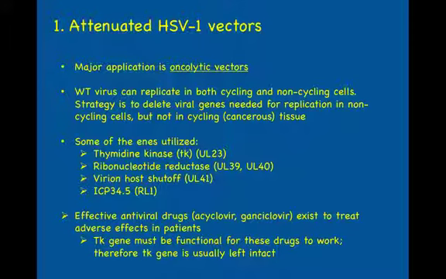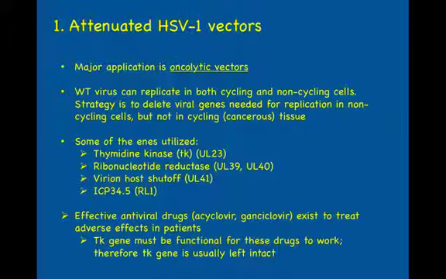So the strategy here is to delete those viral genes that you need for the viral replication in non-cycling cells, but they'll still be present as provided by the cancerous tissue. So some of the genes utilized are thymidine kinase, or ribonucleotide reductase, the virion host shutoff gene UL41, and ICP34.5.